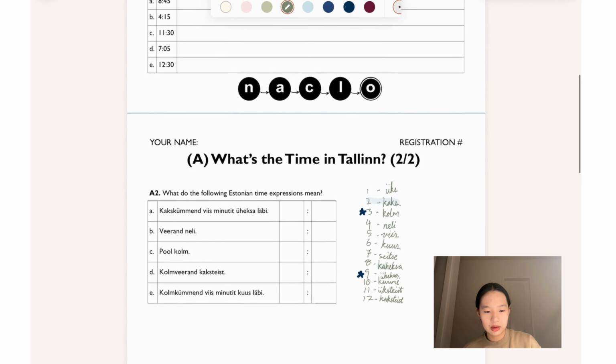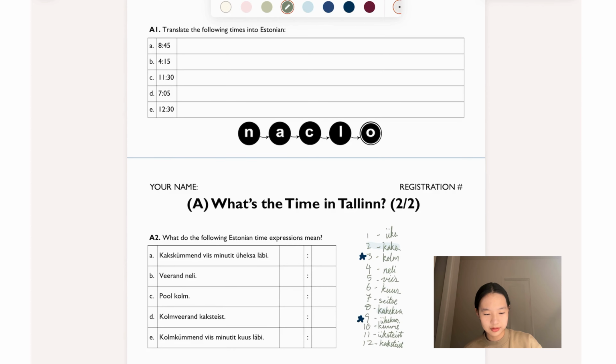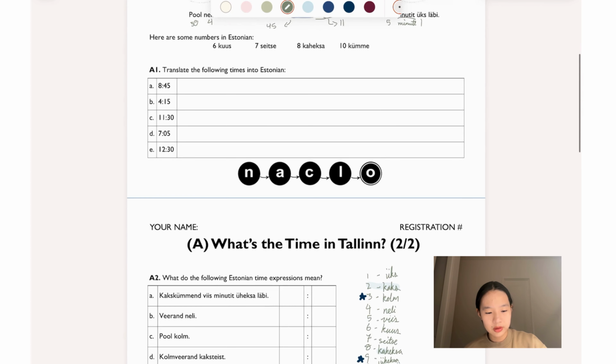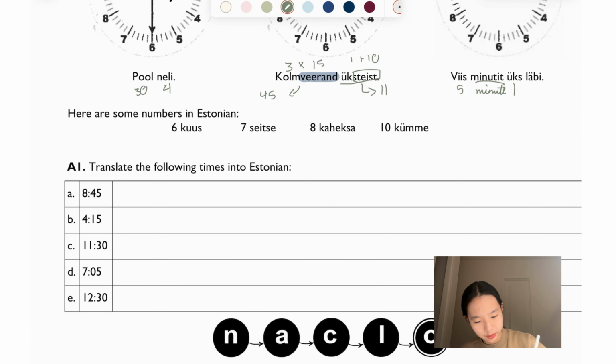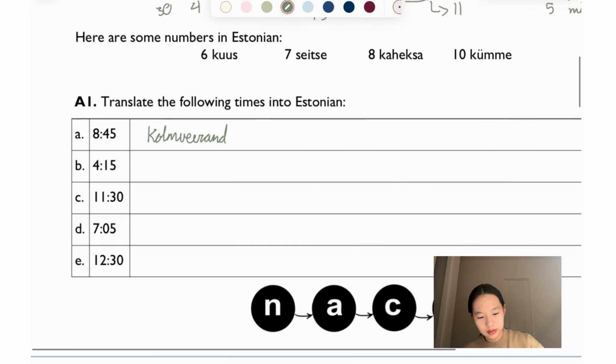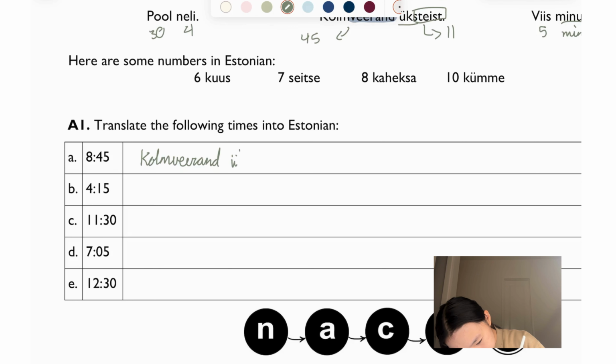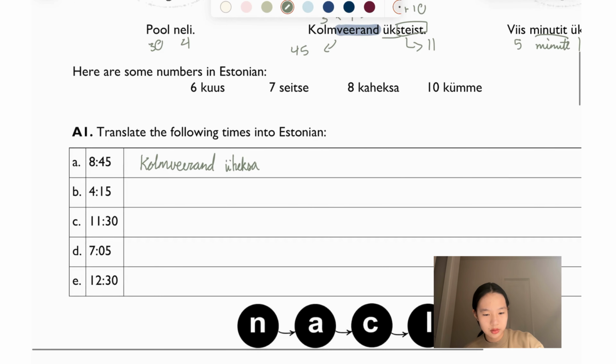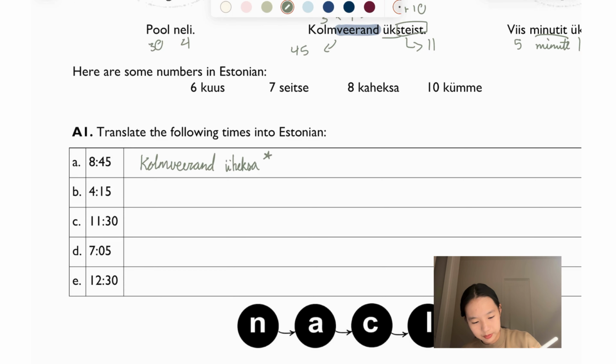And now I'll start answering the questions. So 8:45. Well, we know that 45 is the komviran. And since Estonian has it as being to the next hour, instead of 8, we're going to have 9. And since we have 9 as yuksetsa, I'll just have it as this, although this might change after we get more information.